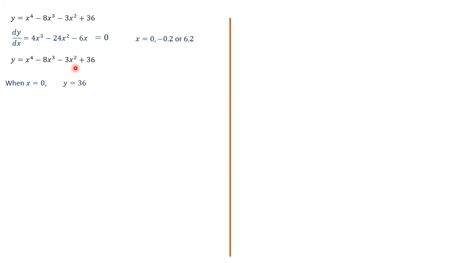When x was 0, y was 36. Please replace and see if that's true. When x was negative 0.2, y was 35.9. When x was 6.2, y is that number there, negative 508.3.